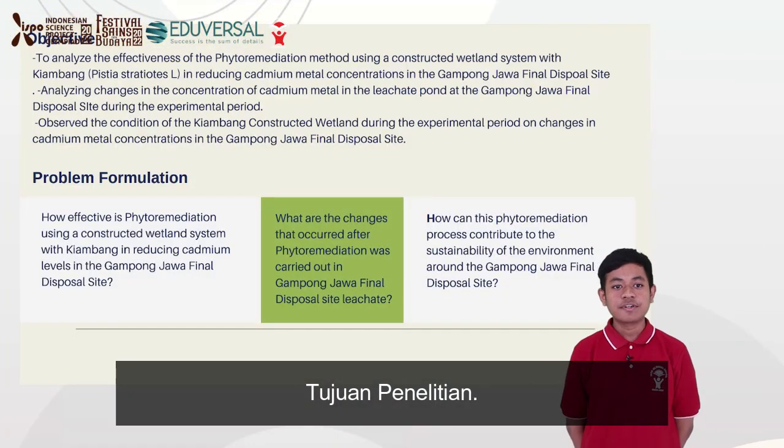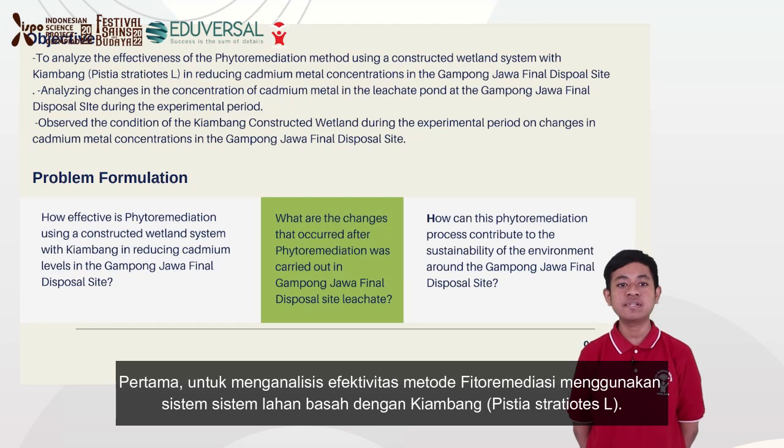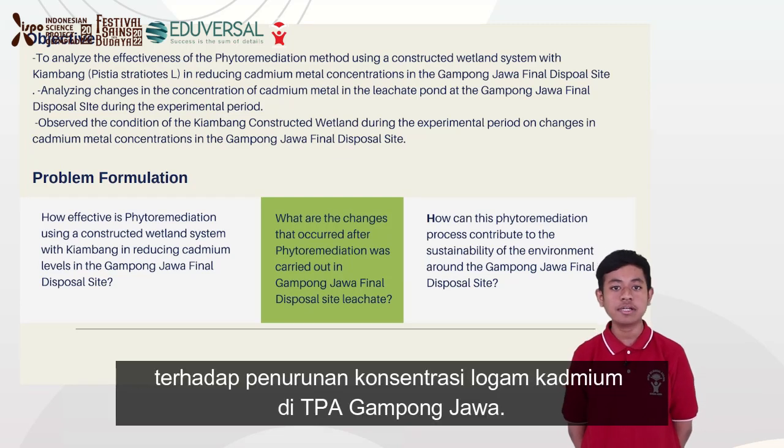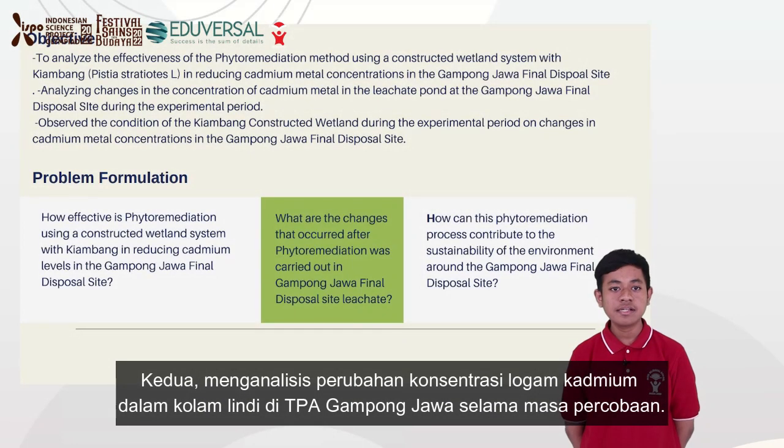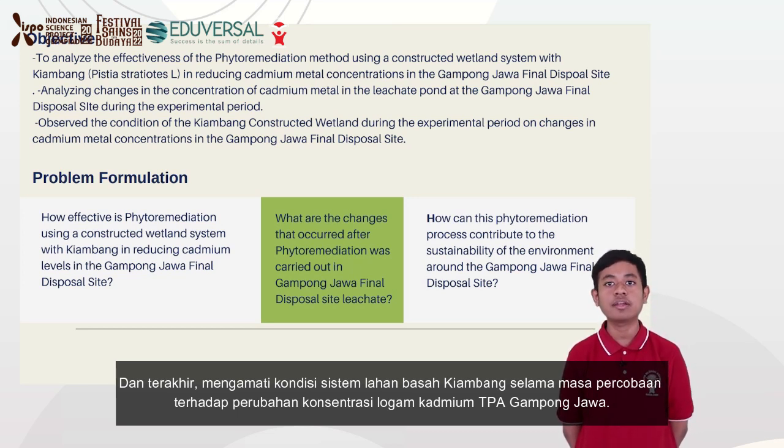Our objective, first, is to analyze the effectiveness of the phytoremediation method using a constructed wetland system with Kiambang, or Pistia stratiotes L., in reducing cadmium metal concentration at the Kampung Jawa final disposal site. Second, analyzing change in the concentration of cadmium metal in the leachate pond at the Kampung Jawa final disposal site during the experimental period. And the last, observe the condition of the Kiambang constructed wetland during the experimental period on change in cadmium metal concentration at the Kampung Jawa final disposal site.